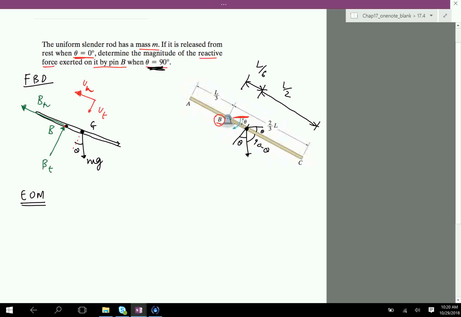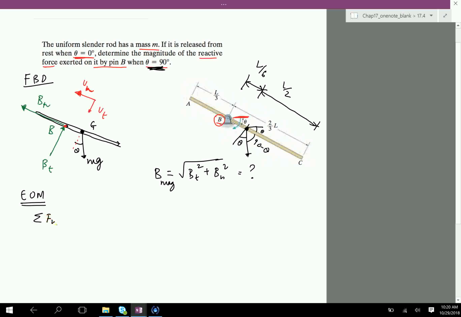Since in this case I'm interested in Bn and Bt, right? You asked to find the magnitude of the reactive forces. You actually asked to find the forces and then take the sum of the squares and take the square root. So that is the unknown. If we can find Bt and Bn, we can find B, which is the magnitude. So for that I'll write the equations of motion.